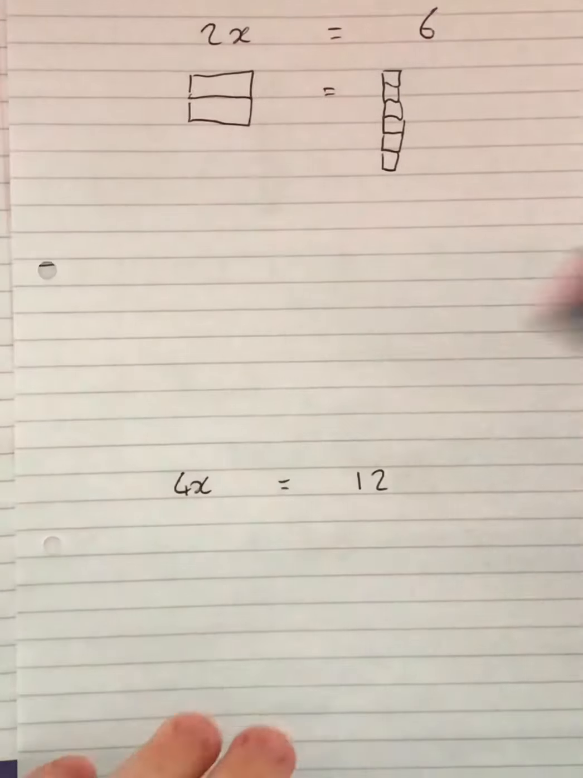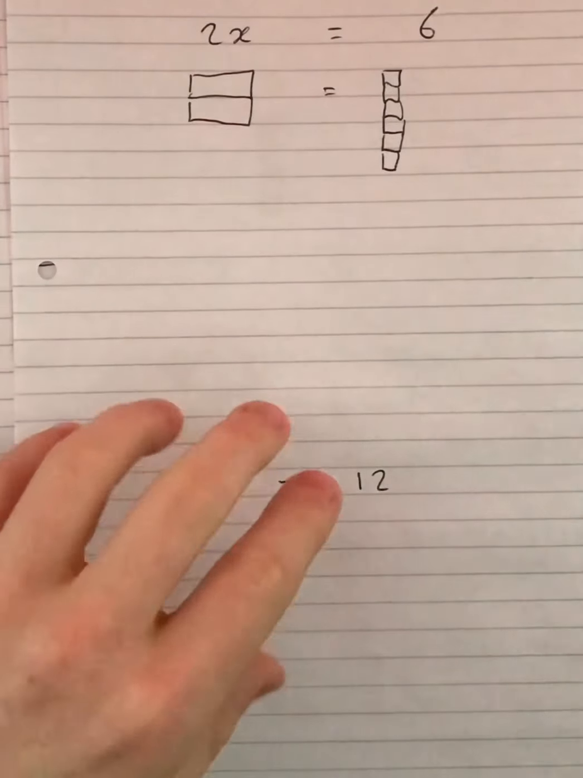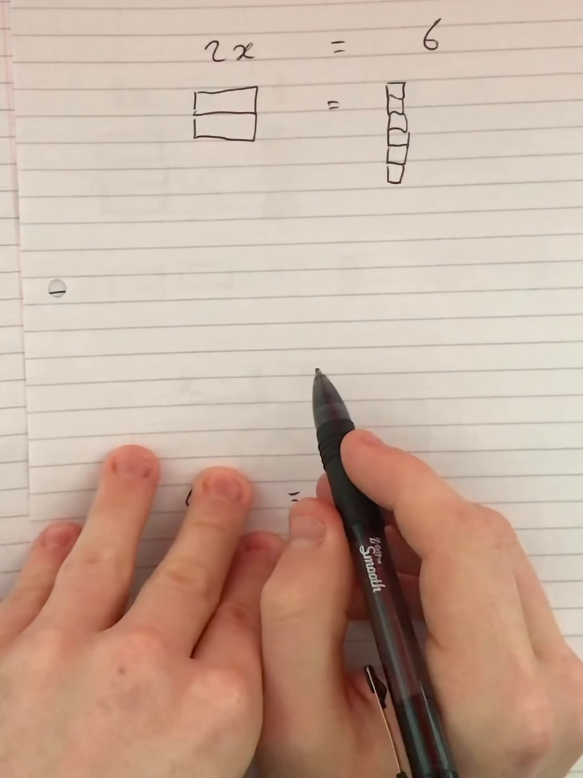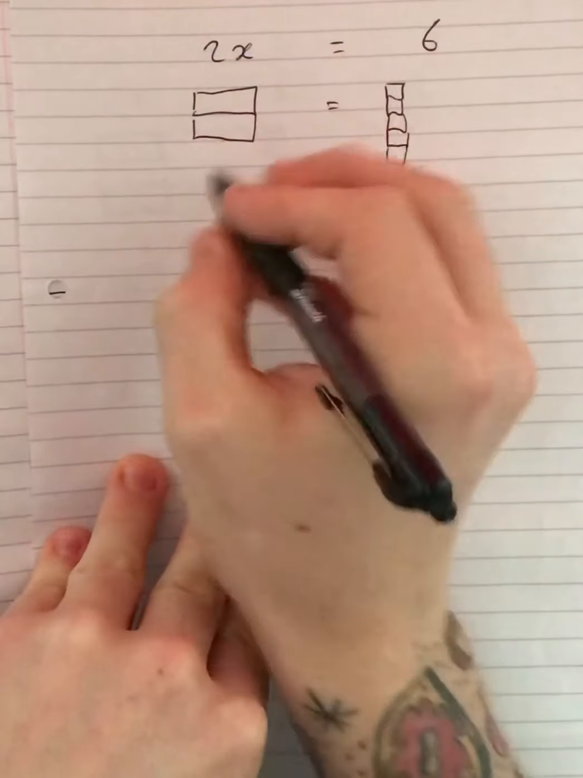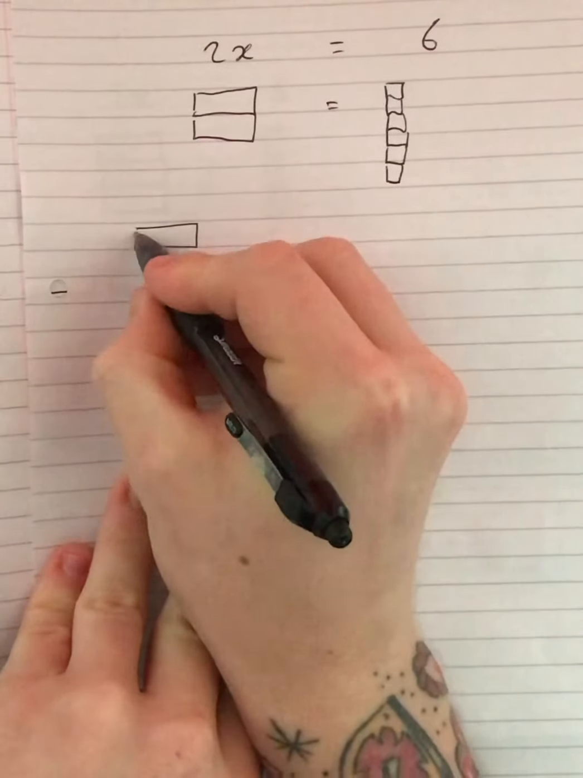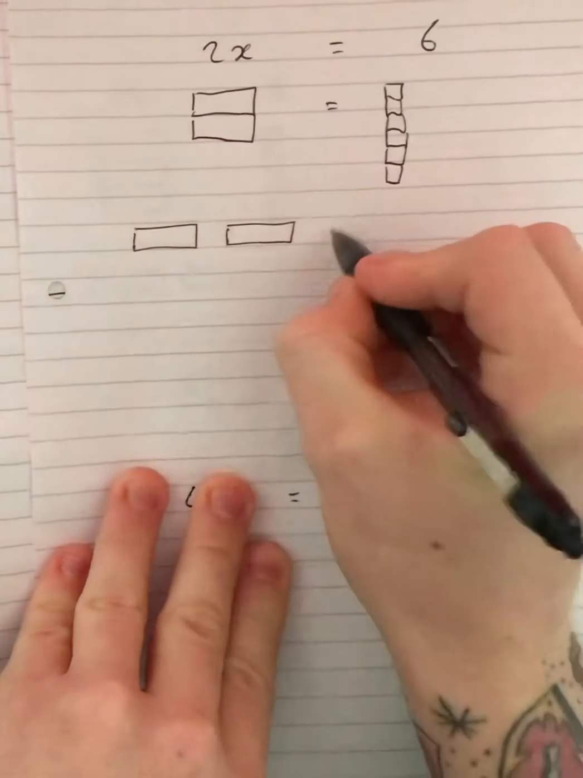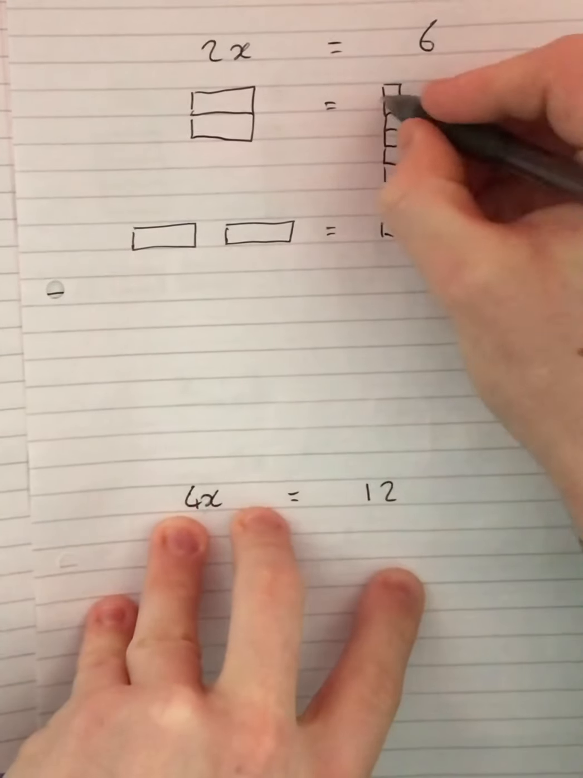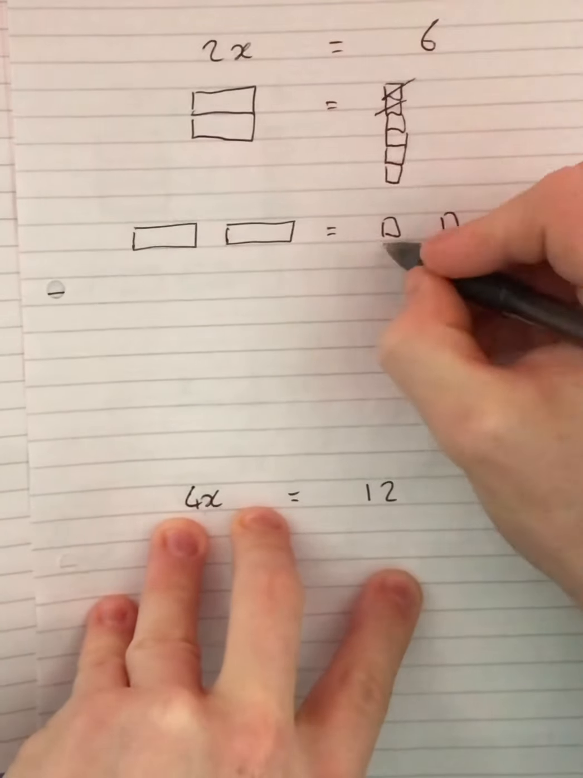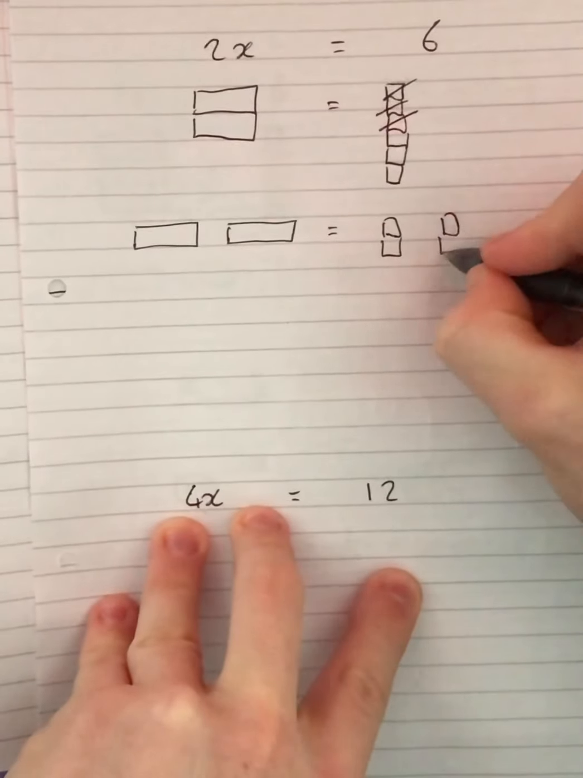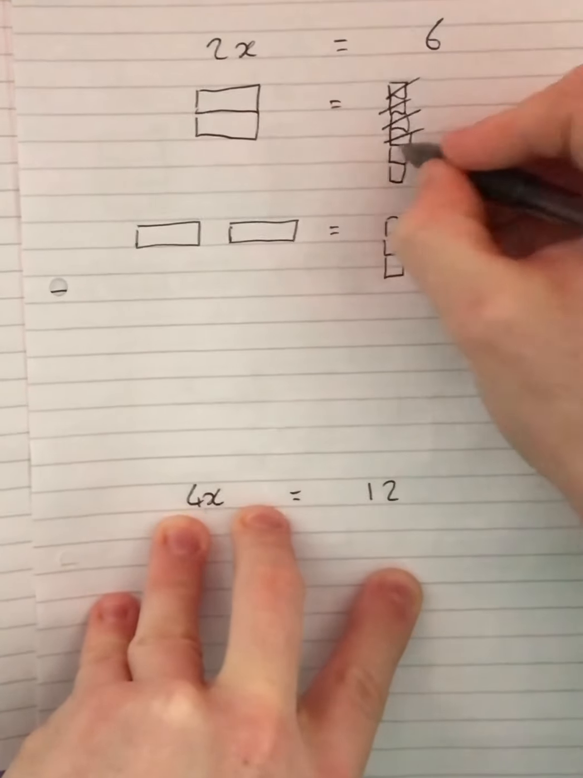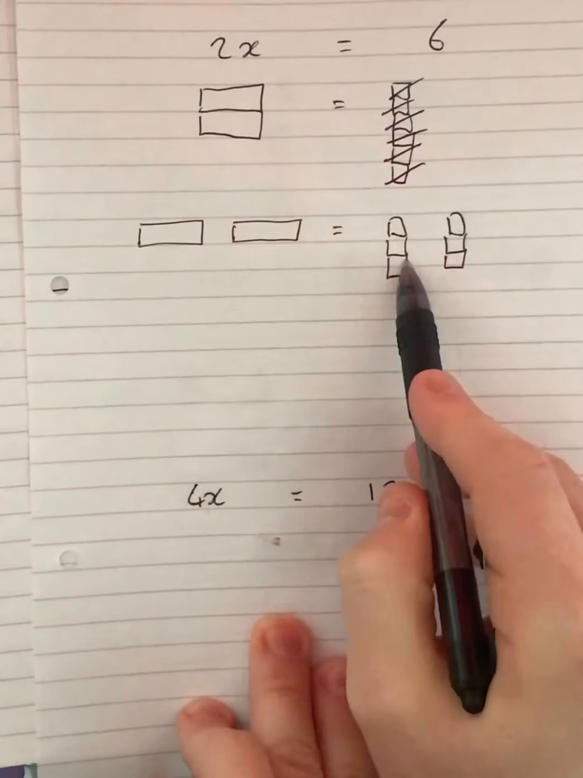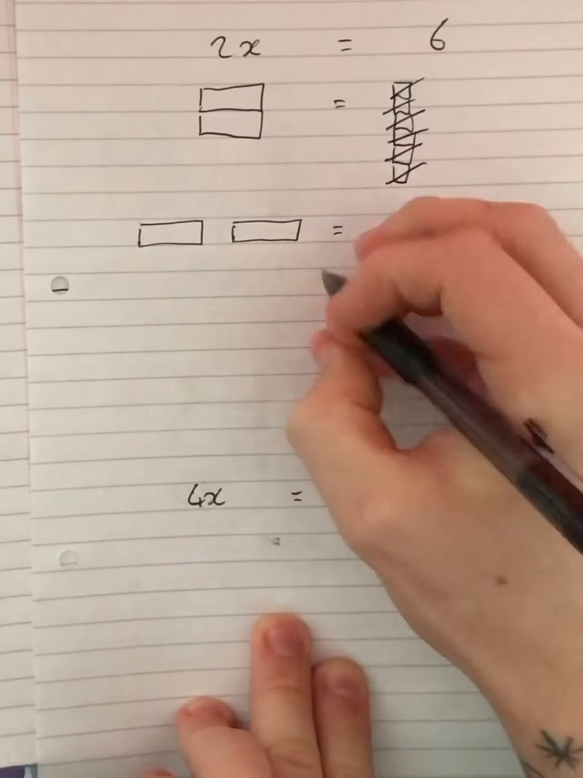Okay guys, you should have hopefully had a go at that now. We've got 2x, so we're going to split this into 2 equal groups. And let's go about splitting this into 2 equal groups. One x is equal to 3.